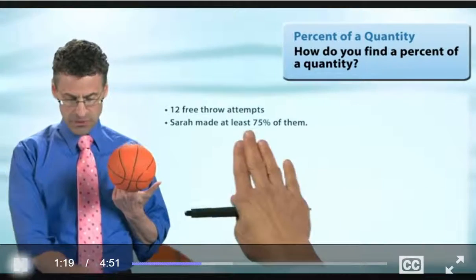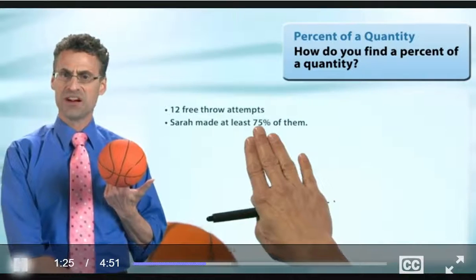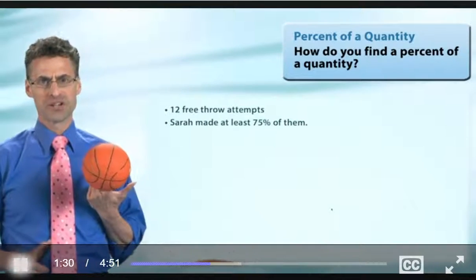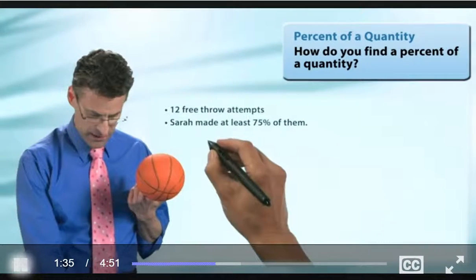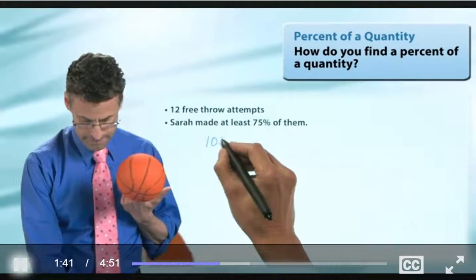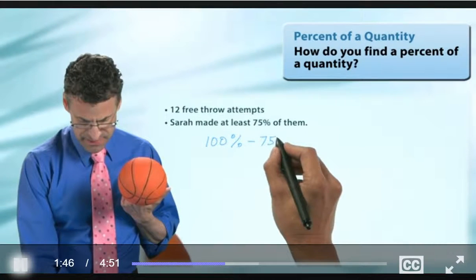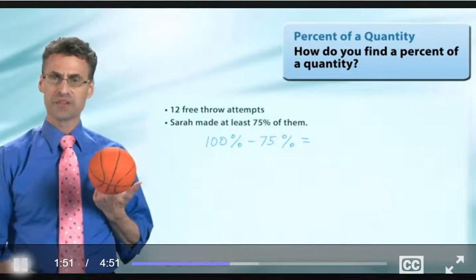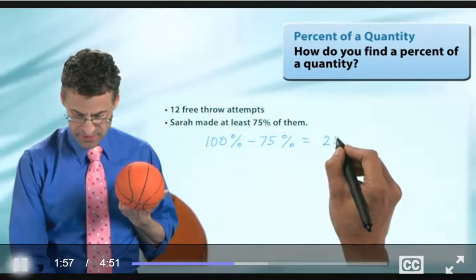Well, she's going to miss, well, the opposite of this. So we have 100% is the totality, and at least 75% of them, in fact, she made, which means the greatest number that she could have actually missed would be the difference between everything, which is 100%, and the least amount that she made. So what is 100% minus 75%? Well, what is 100 minus 75? We know that's 25, and so in this case we have 25%.